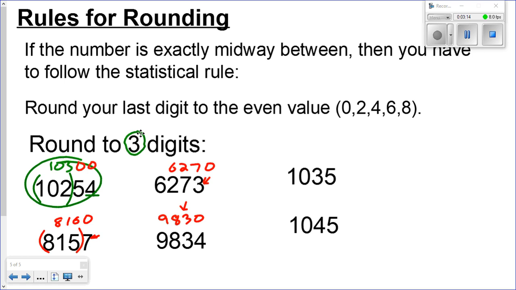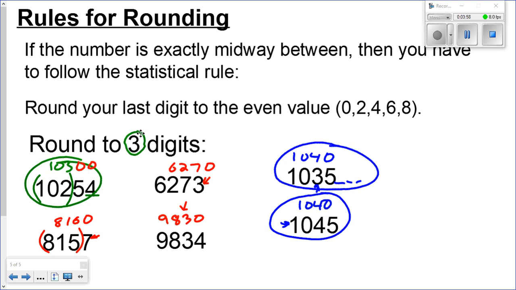These last two, 1035, and there's nothing afterwards, so it's not higher than 5, but it's also not lower than 5, so it's exactly in between 103 and 104, or 1030 and 1040. So we round that so that this becomes an even number. So it's going to be 1040. On the other hand, if it's 1045, this number here, again, we're halfway between 1040 and 1050. Again, we round to the even number, so this one is also going to round to 1040. That's going to seem a little strange to people.